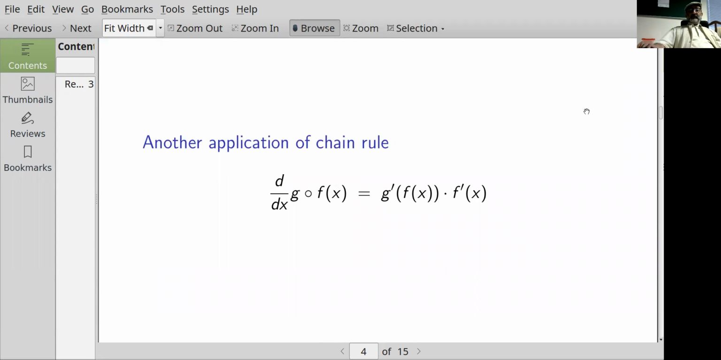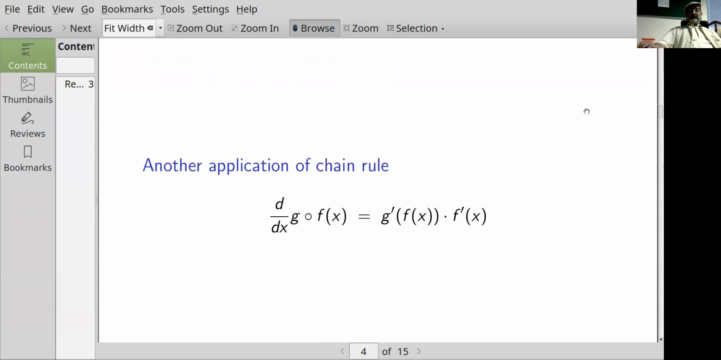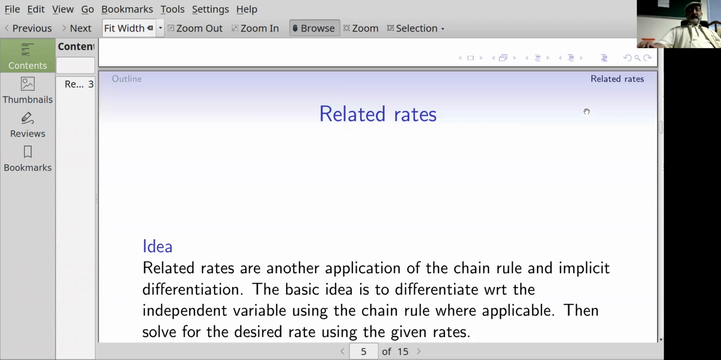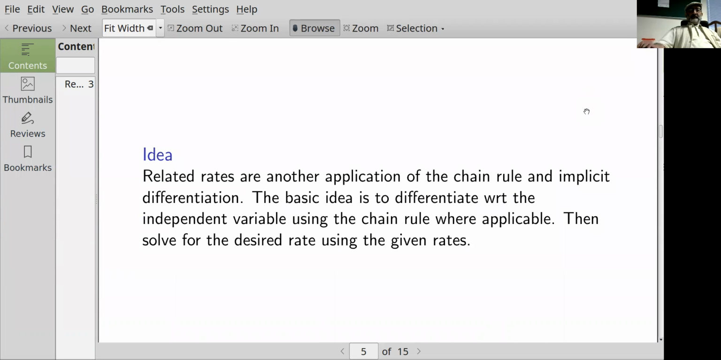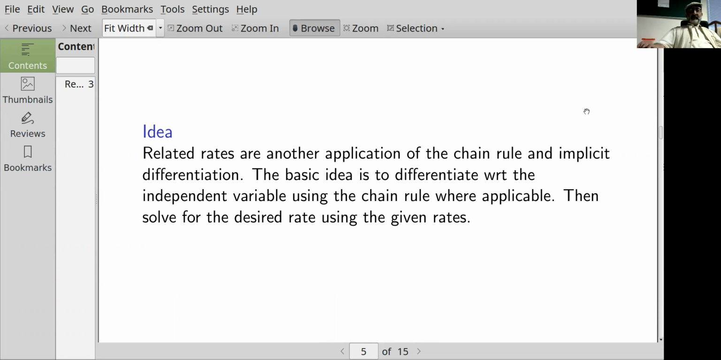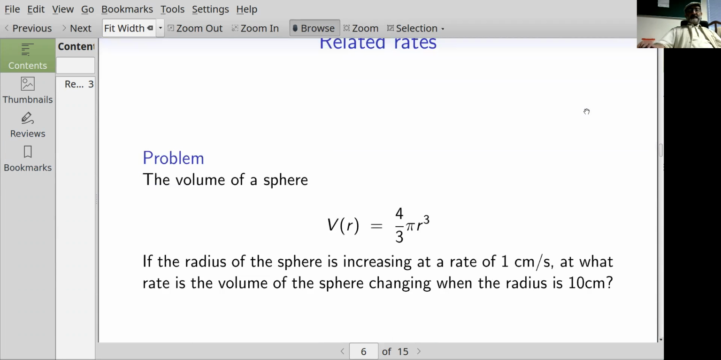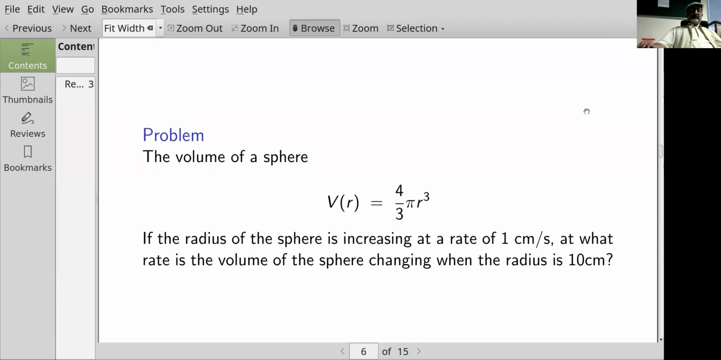So once again, if you've got g composed with f of x, take the derivative of g with respect to f, and then take the derivative of f with respect to x. So the basic idea: differentiate the expression with respect to the independent variable using the chain rule where applicable, then solve for the desired rate using the given rates. Okay, so here's an example.